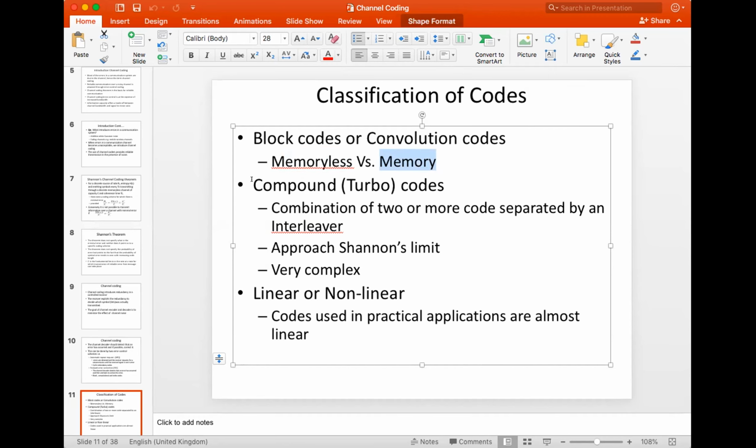Now, I'm not going to talk about turbo codes, but the turbo codes, like I told you, are the best codes, okay? They are very complex. They're basically a combination of two codes, okay? Which is separated by an interleaver.